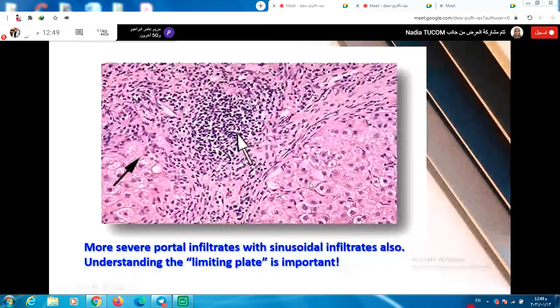adjacent hepatocytes. Disruption of this plate here, the black arrow pointed to, on the right, on the left side, is an important sign of chronic hepatitis and distortion of the hepatic lobules, in which the portal tract infiltrate spills over into the adjacent hepatocytes and disrupts the limiting plate.